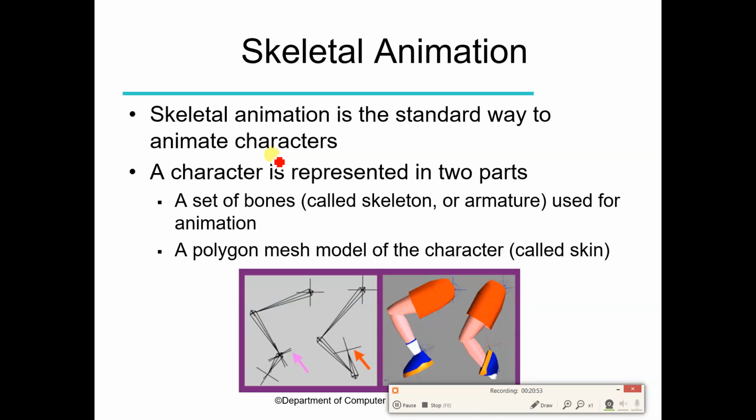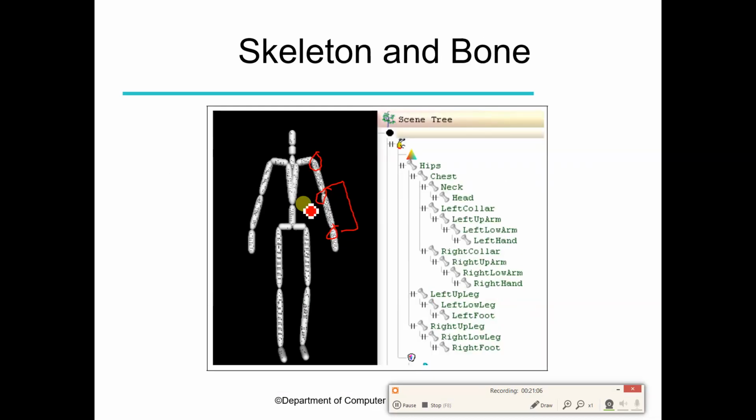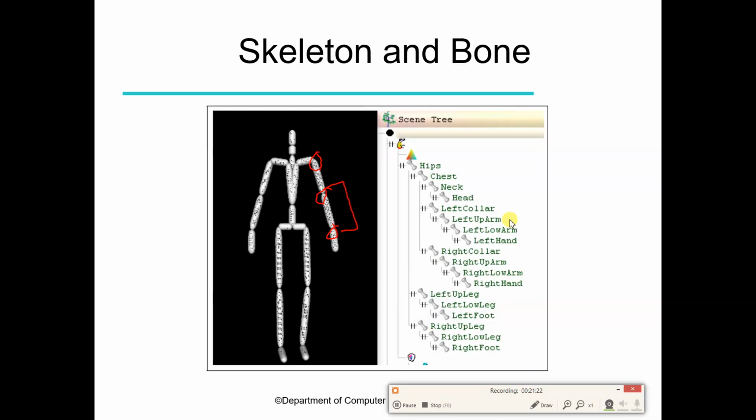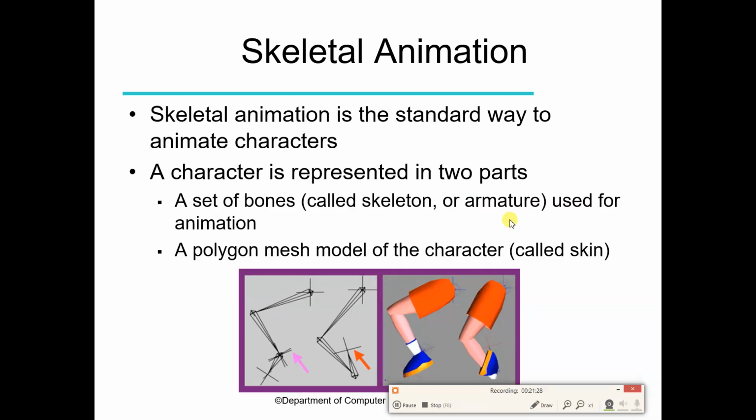Skeleton animation is the standard way to animate a character. A character is represented in two parts: a set of bones called the skeleton or the armature, used for the animation. So when we apply the motion capture data in skeleton animation, we have to create the skeleton, and this skeleton consists of bones organized in a hierarchical structure. The second thing is a polygon mesh model of the character, called the skin, because it does not look good to apply the motion capture data to a bare skeleton, since people want to animate characters that look much more like humans. So we create a kind of polygon mesh, which is called the skin. This mesh is going to cover the armature or the skeleton.